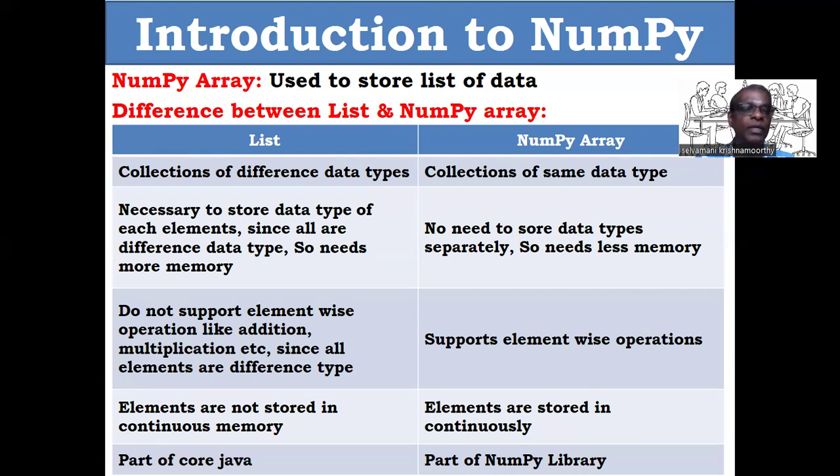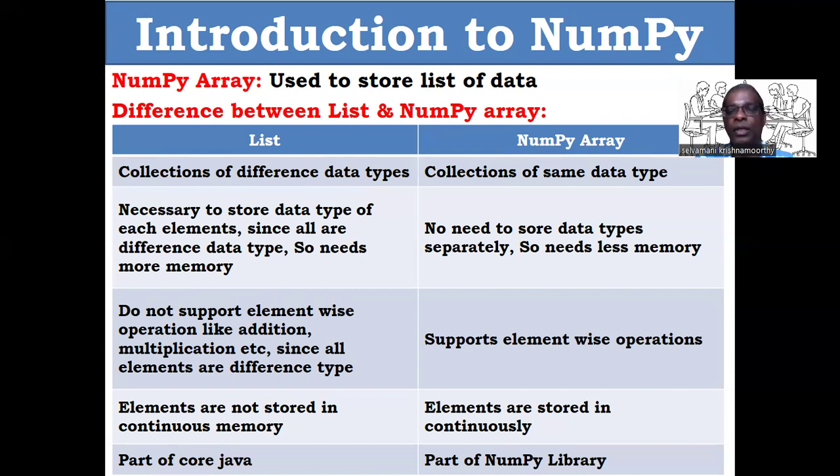What is the second one? It is necessary to store the data type of each element of a list. Why? Because all are different data types. That means it needs more memory. For each and every element, the data type we want to store requires more memory.